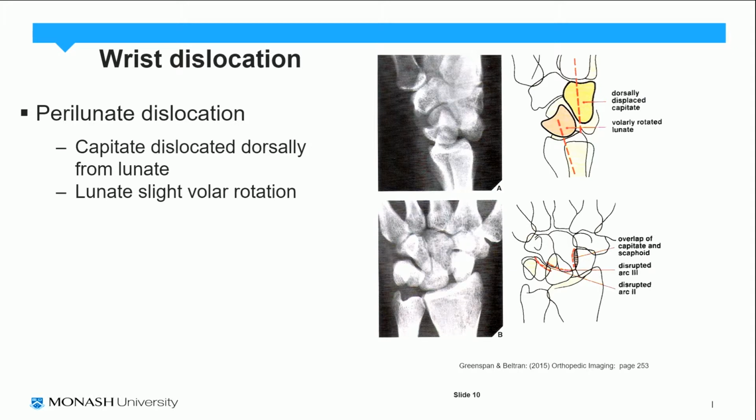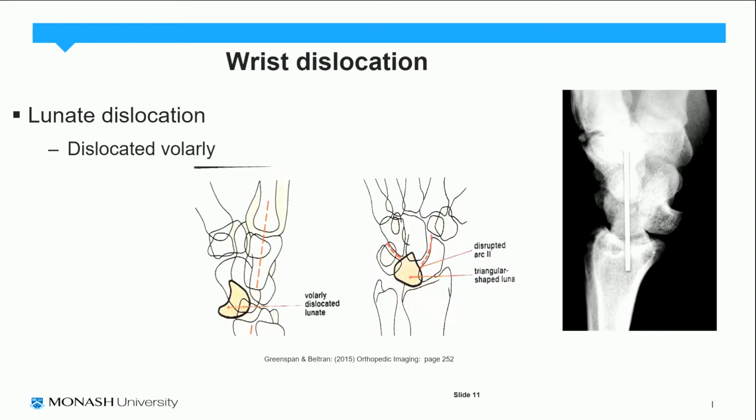The first wrist dislocation we're going to look at is perilunate dislocation. Peri means around. That means that the lunate is still in contact with the radius, but the capitate has dislocated dorsally from the lunate, and you can see that in the drawings as well as on the images. On the PA view, you will find that your proximal row has been disrupted. The lunate might have a slight volar rotation with a perilunate dislocation.